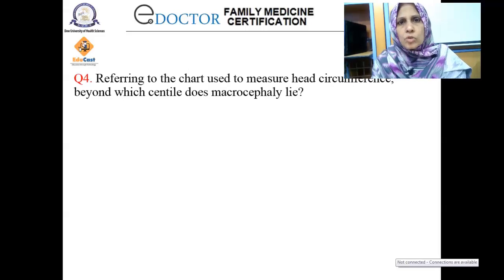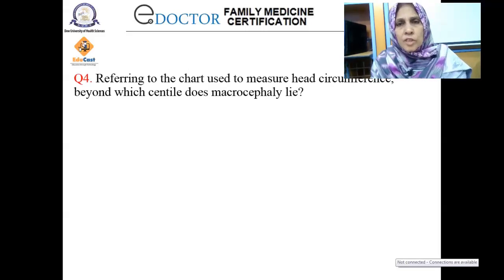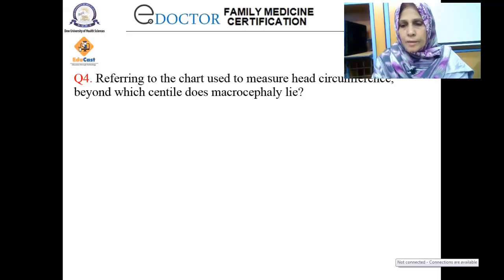Referring to the chart used to measure head circumference, beyond which centile does macrocephaly lie? Well, by definition, according to the AAP guidelines, macrocephaly is defined as an occipital-frontal circumference which is more than 2 standard deviations above the mean, or above the 98th percentile.